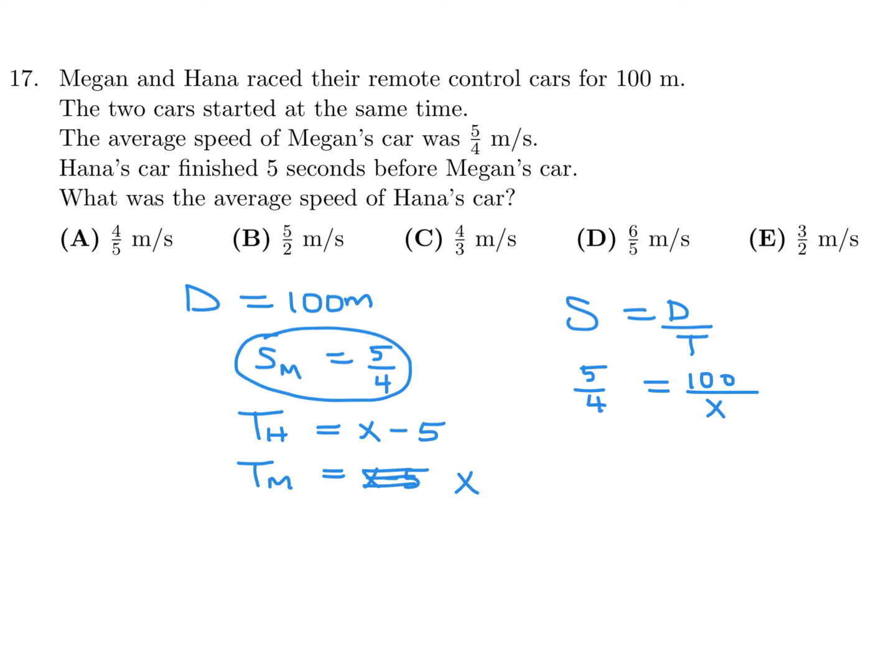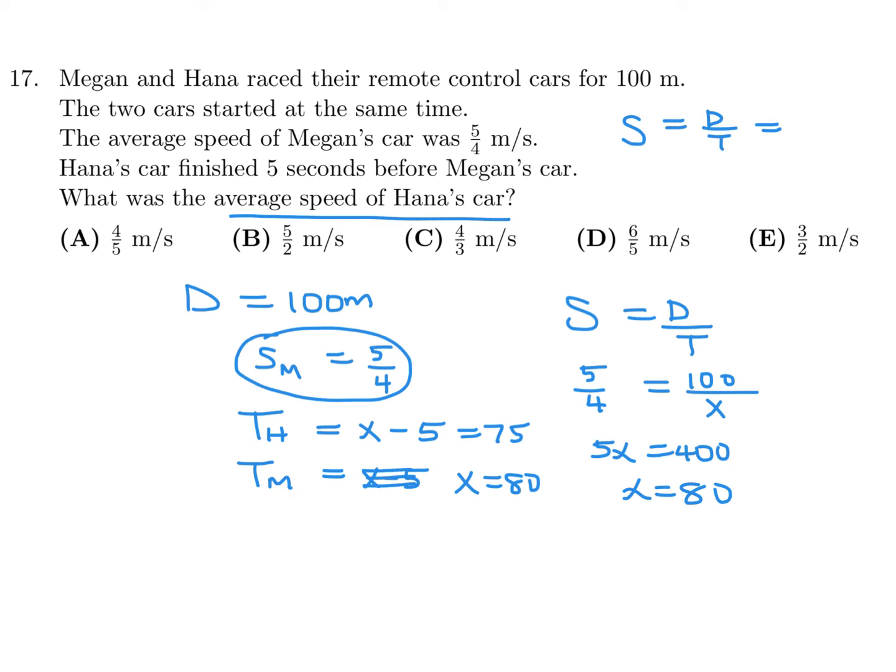Okay, now we can solve for x pretty easily. Cross multiply, 5x is 400, and therefore x is 80. All right, so this x is equal to 80, and therefore this x minus 5 is 75. And now what do they want? The average speed of Hannah's car. Okay, so speed is equal to distance over time. Distance is 100. Time we just figured out for Hannah is 75. And this in lowest terms, I believe, would be 4 over 3. And therefore, number 17, the answer is C.